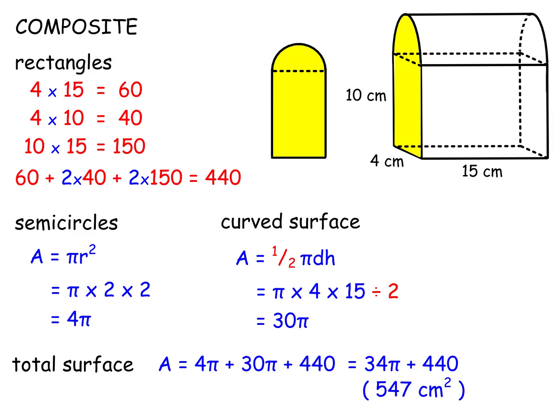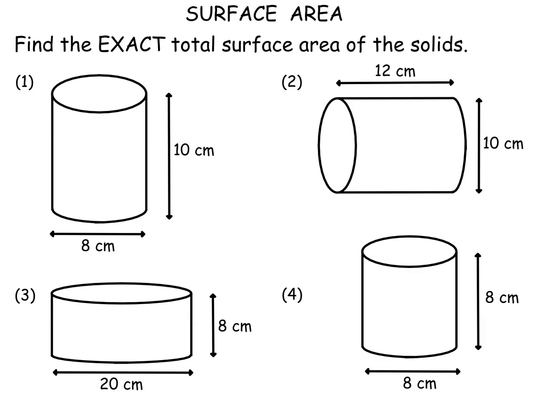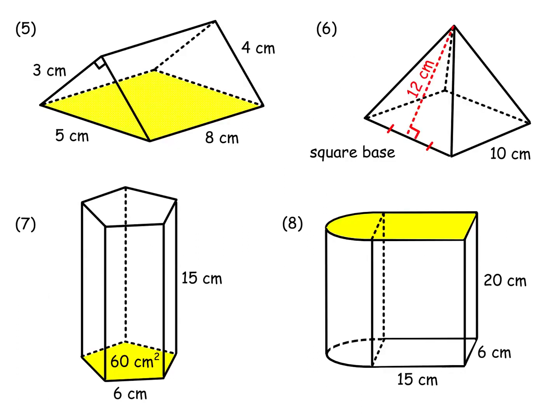The worksheet will have total surface area of the cylinders, so that includes the two ends. It's got the pyramid that I mentioned, so it's showing you that sloping edge is 12. Triangular prism, pentagonal prism, and this composite. When you download the worksheet, it'll have the answers with it.